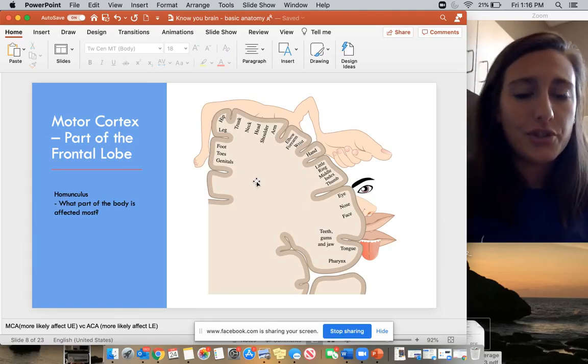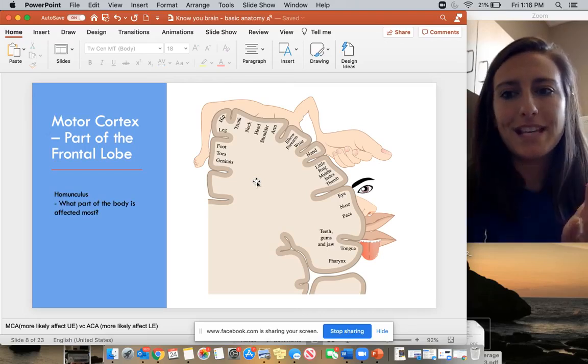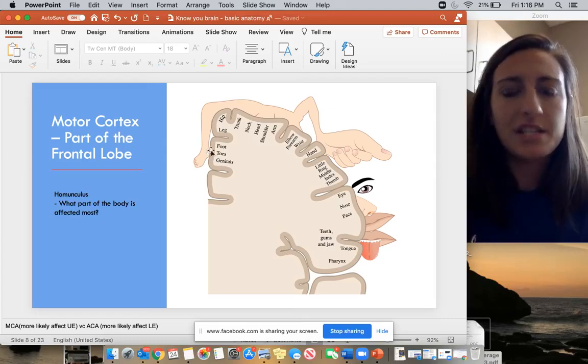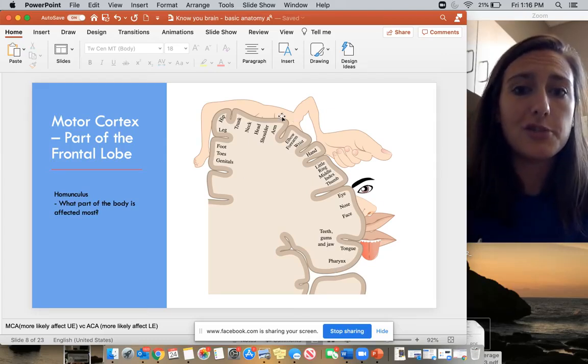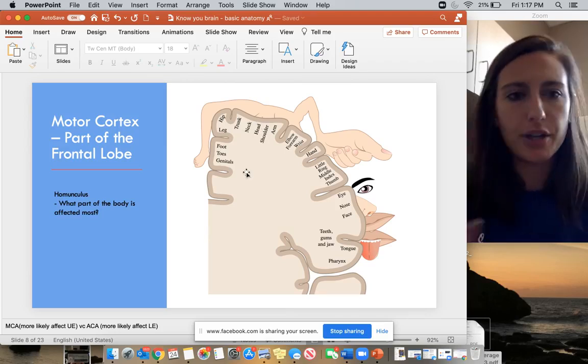So why certain parts of the body are affected more than others with strokes is this funny thing. It's called the homunculus. It was one of my favorite things learning about when I learned about the motor cortex. This is the homunculus here. It just shows the distribution of what controls what part of the body, what part of the brain.